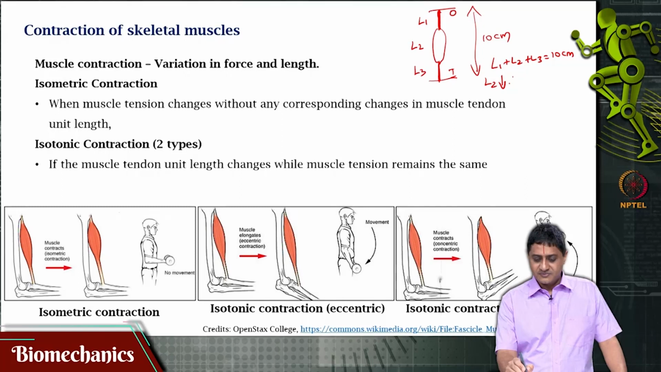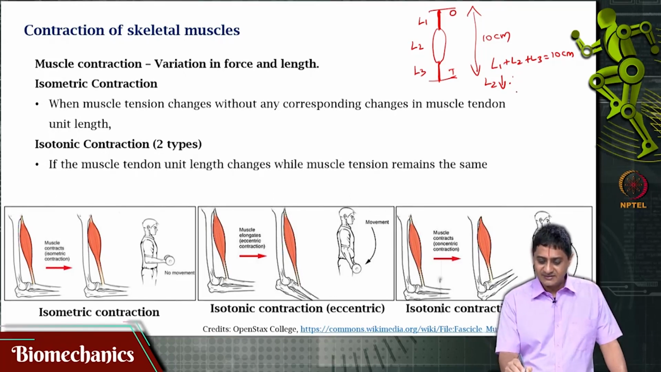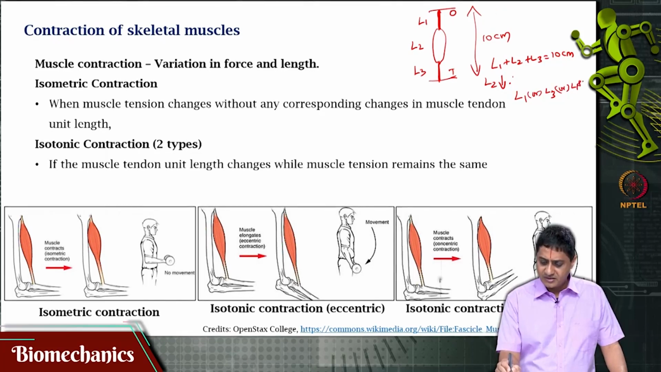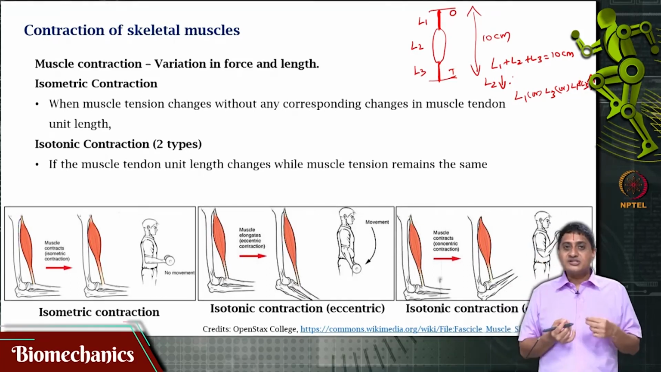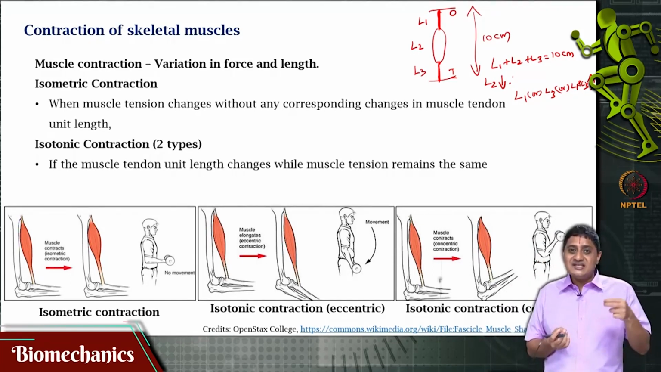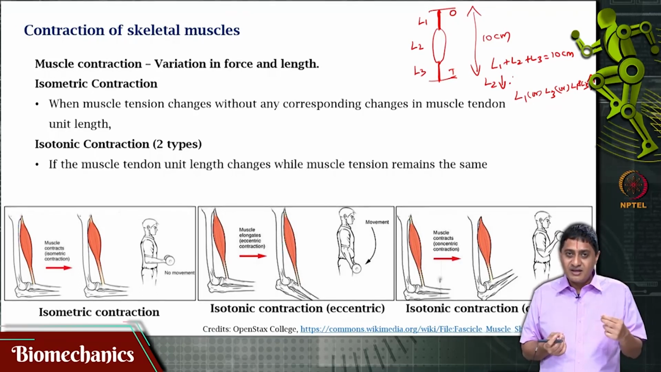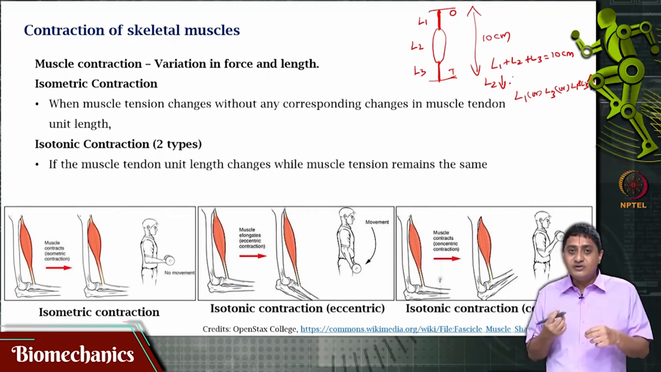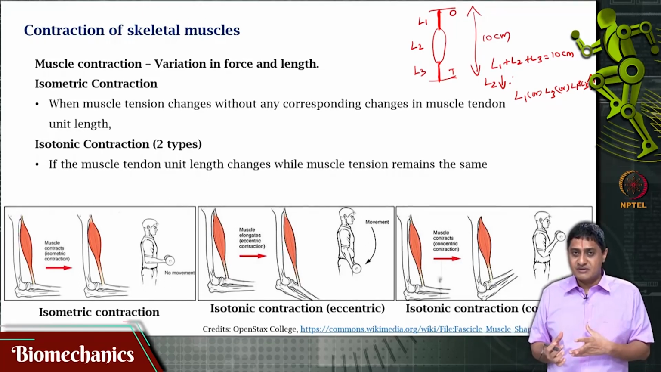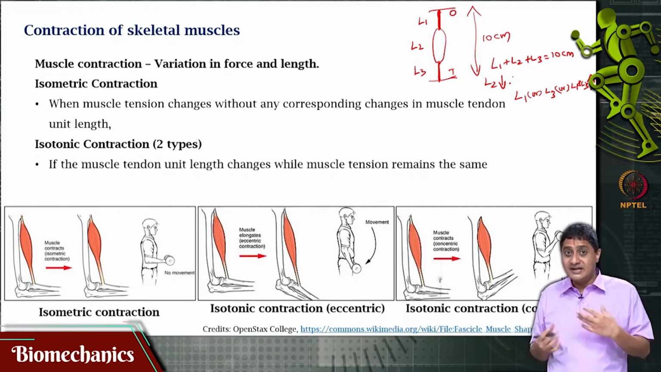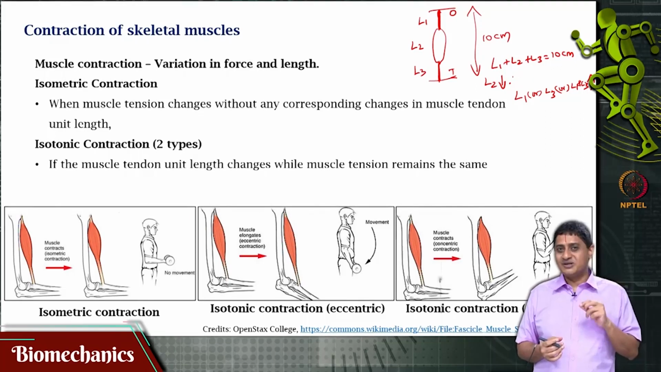Since L2 reduces, and since L1 plus L2 plus L3 remains constant at 10 centimeter, what you immediately realize is that either L1 or L3, or perhaps and more commonly both, their length increases, because tendons can deform as the muscle is contracting without changing a configuration at the bone level, at the skeleton level. Force can still be produced by the muscle.